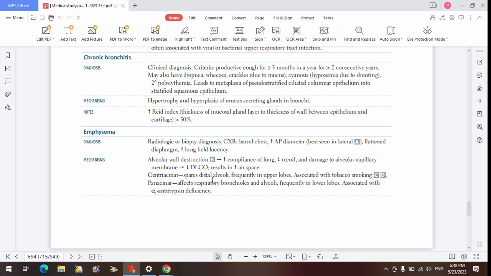The diffusion capacity for carbon monoxide, the DLCO, is reduced because of damage to the alveolar membrane in someone that has emphysema. You will notice that this is not the situation in chronic bronchitis. Chronic bronchitis is quite different from emphysema. You will not typically see that barrel chest with chronic bronchitis because there's an obstruction.